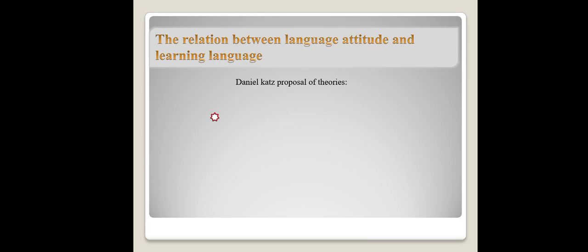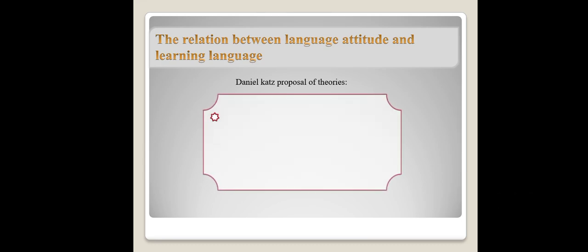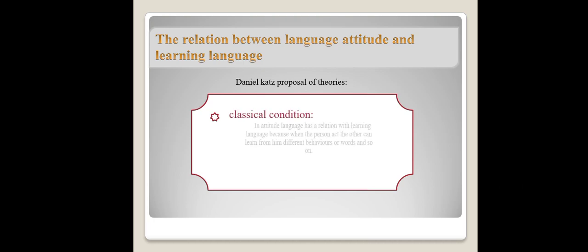Now we are going to deal with the relation between language attitude and language learning. Daniel Katz's proposed theories. The first one is classical conditioning. Attitude has a relation with language learning because when a person acts, others can learn from him different behaviors or words and so on.